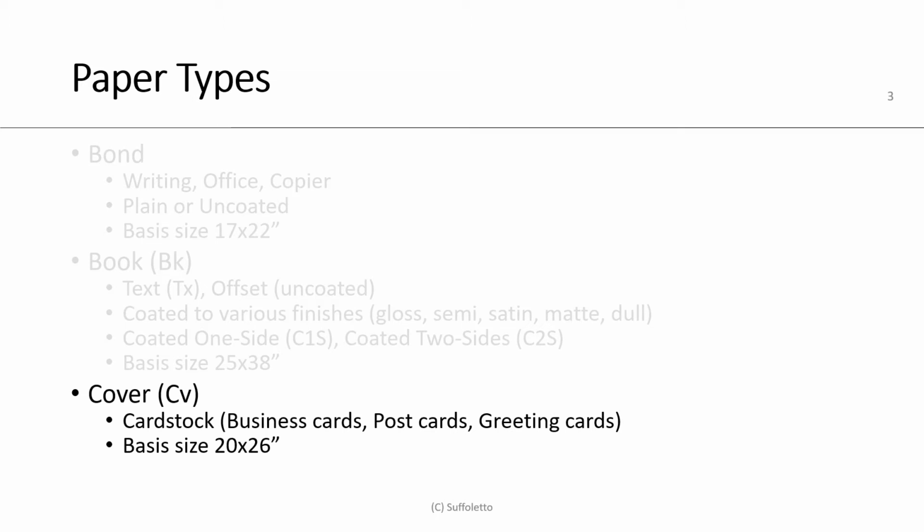And finally, there's cover, which can be abbreviated CV. And most people would call this a cardstock because it's used for business cards and postcards and greeting cards. And the basic size here is 20 by 26. And in a more advanced conversation, we'd also have to talk about index, Bristol, and tag papers.